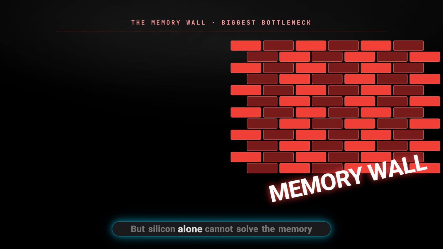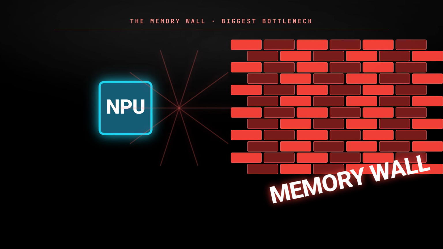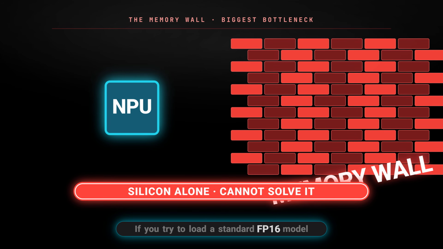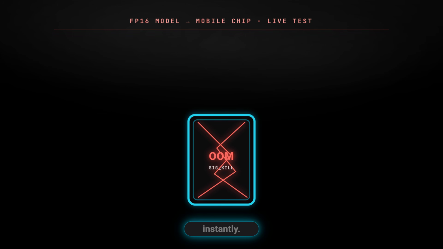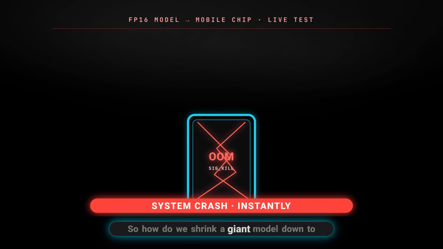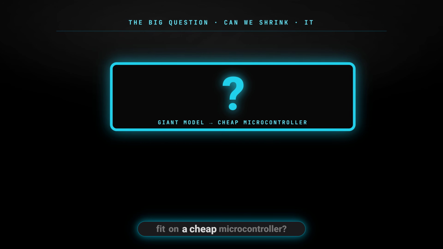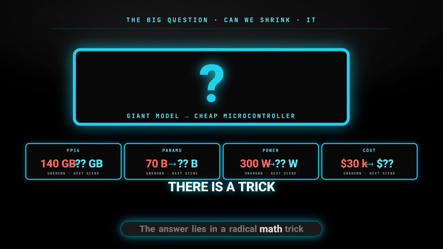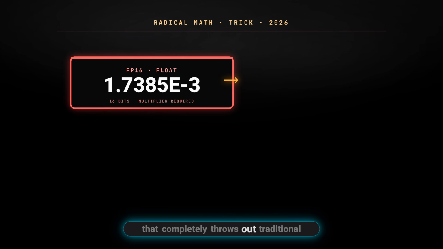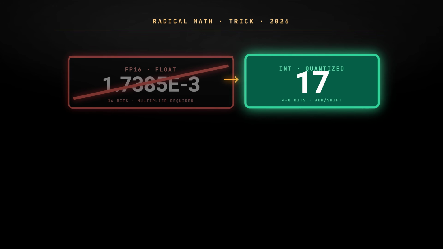But silicon alone cannot solve the memory wall. If you try to load a standard FP16 model onto a mobile chip, the system crashes instantly. So how do we shrink a giant model down to fit on a cheap microcontroller? The answer lies in a radical math trick that completely throws out traditional floating point numbers.